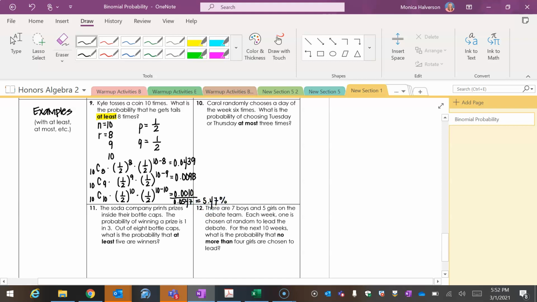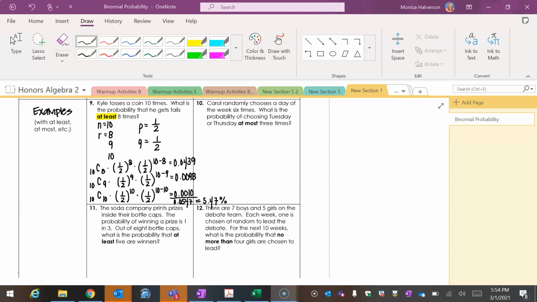So when you're not given the exact number and you're given at least or at most, okay, you're going to have to find each one of the binomial probabilities individually and add them all together. I'd like you to do number 10 on your own now. All right, so let's do number 10 together now.